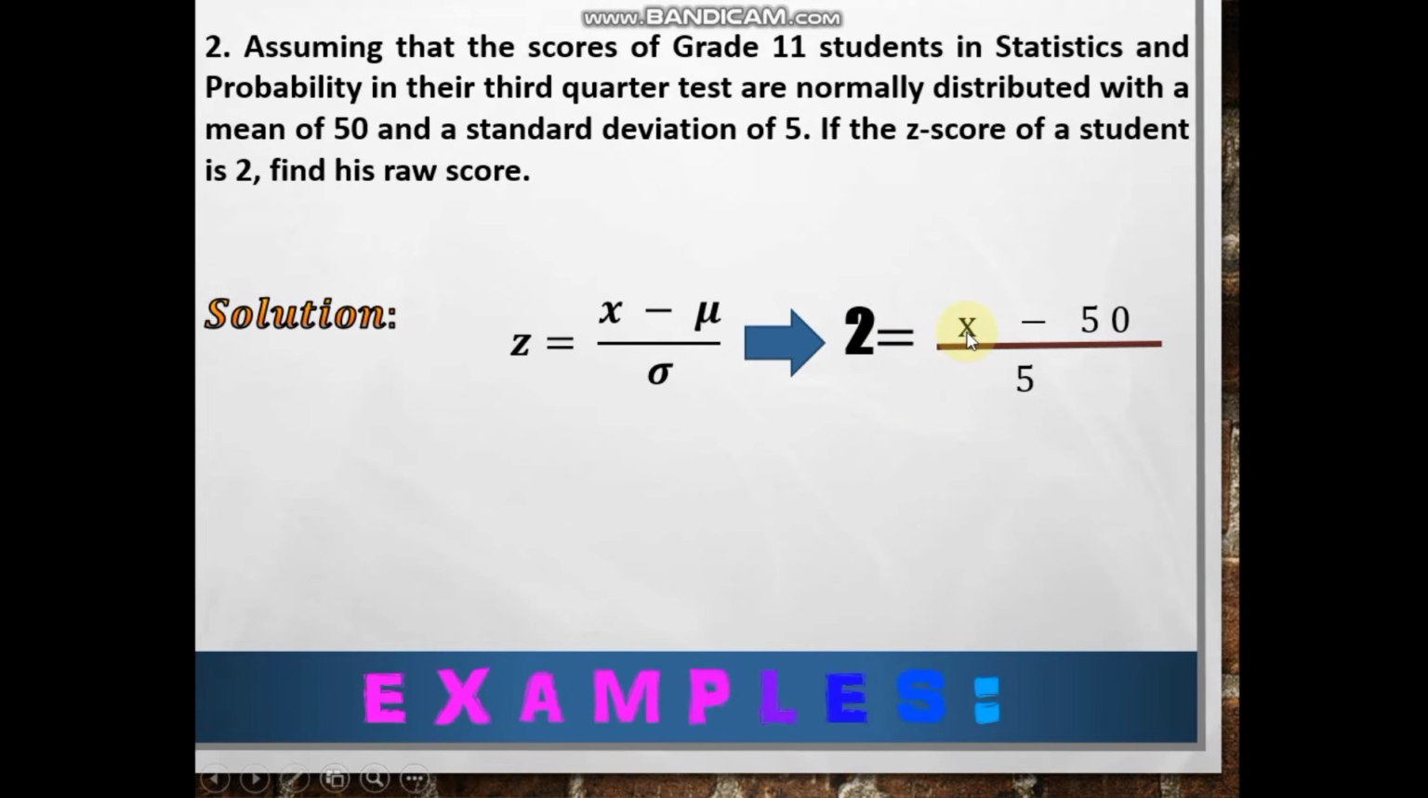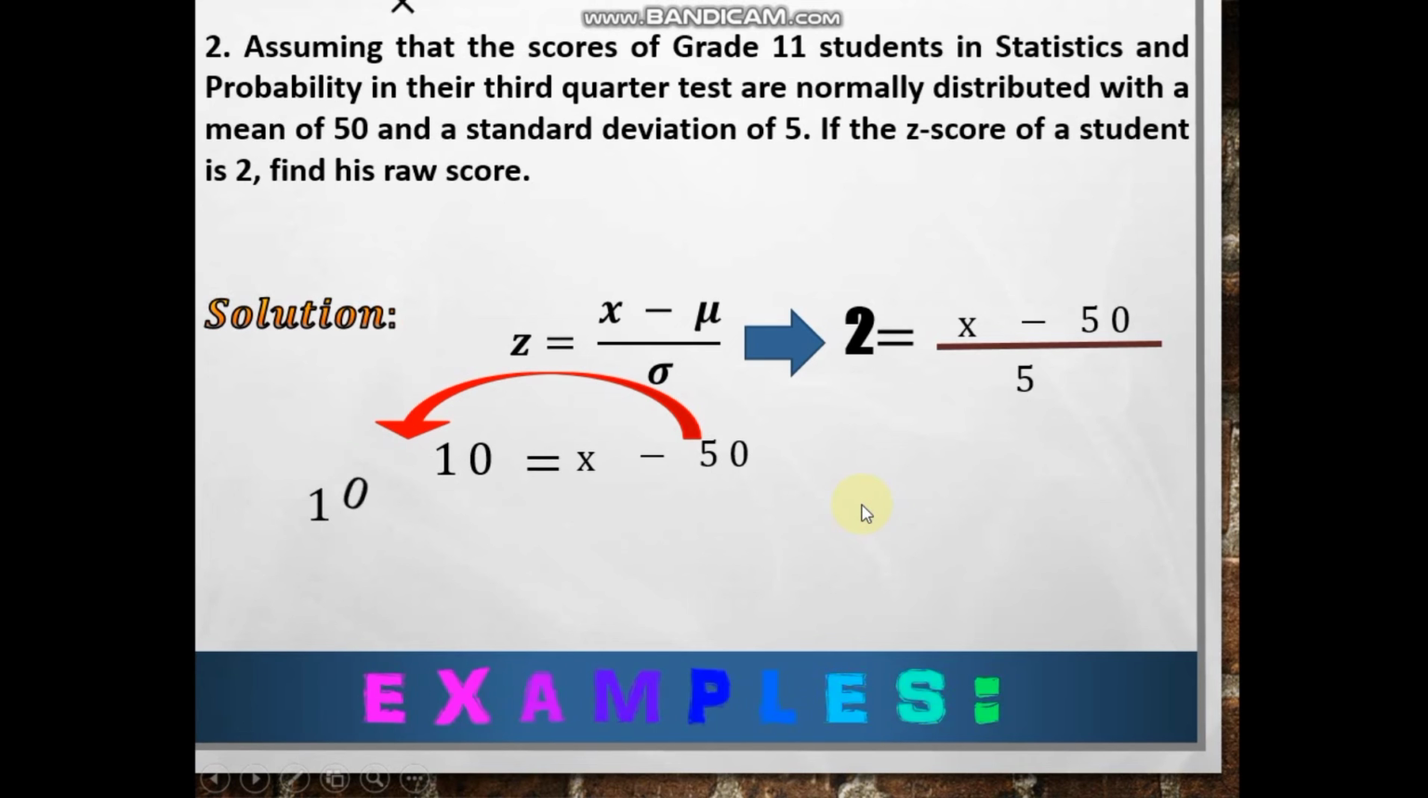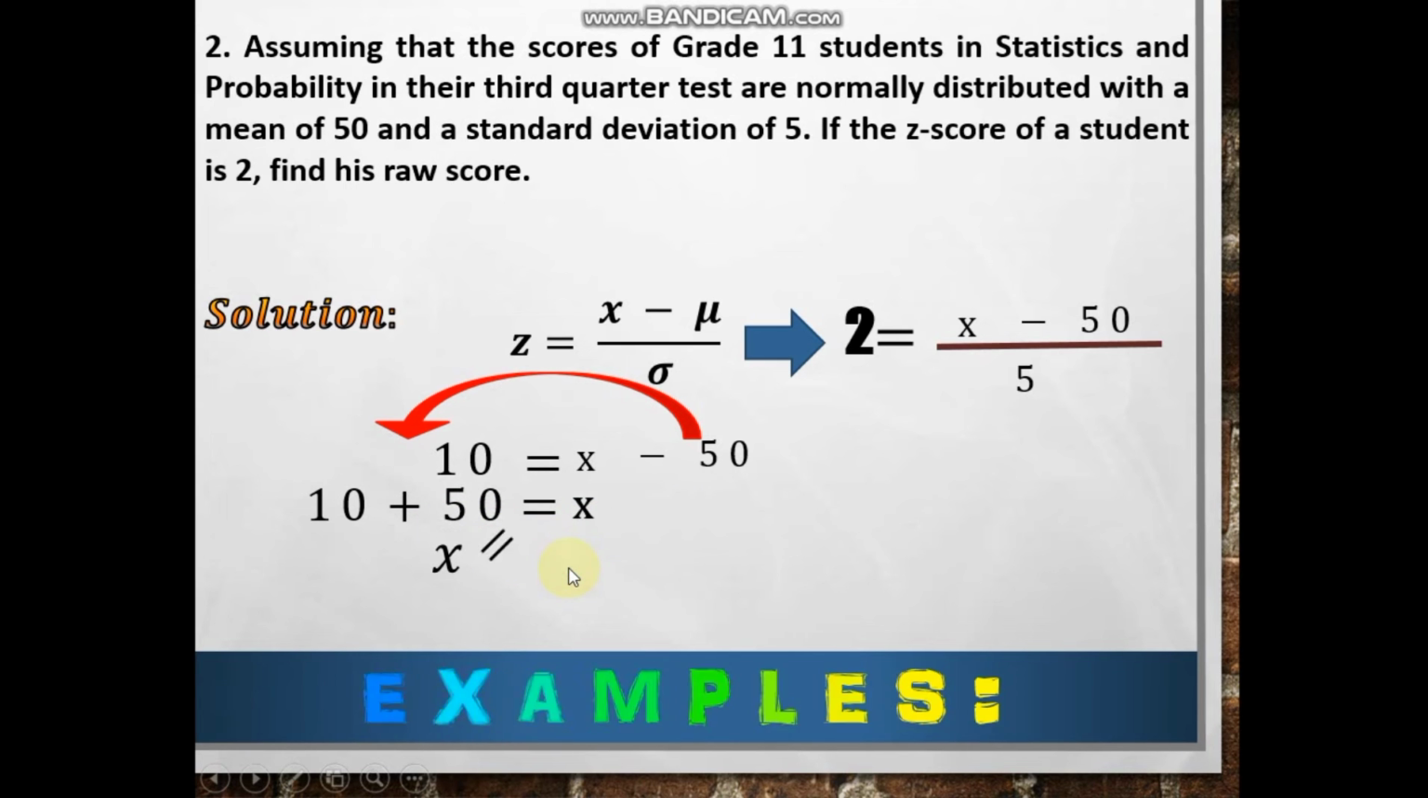So if we use the cross multiplication process, we have 5 times 2, that is equivalent to 10. Our denominator automatically here is 1. So 1 times x minus 50 is still x minus 50. Okay, transpose negative 50 to the other side. So we'll have 10 plus 50, that is equal to x. 10 plus 50 is now equal to 60. So x is equal to 60, meaning the raw score of the student is 60.